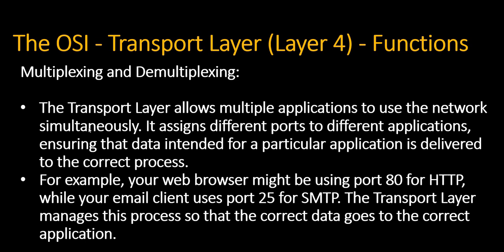Multiplexing and demultiplexing. The transport layer allows multiple applications to use the network simultaneously. It assigns different ports to different applications, ensuring that data intended for a particular application is delivered to the correct process. For example, your web browser might be using port 80 for HTTP, while your email client uses port 25 for SMTP. The transport layer manages this process so that the correct data goes to the correct application.